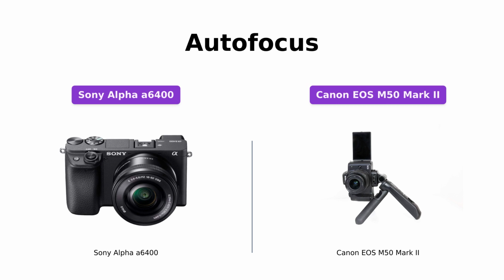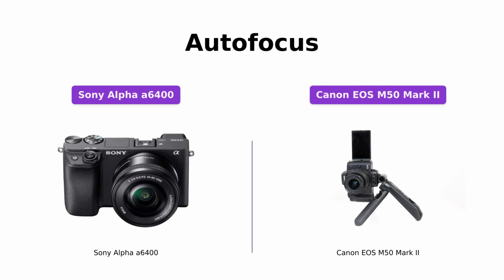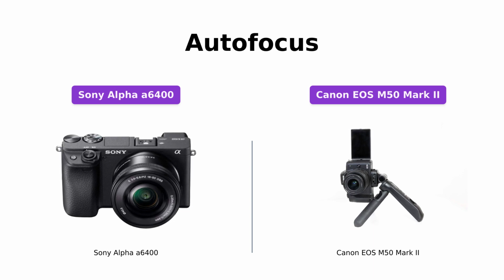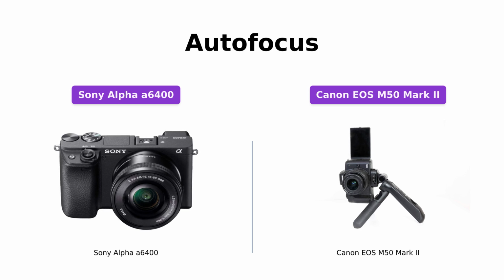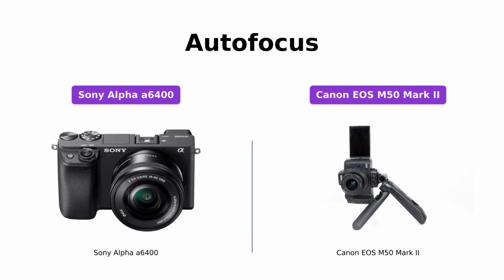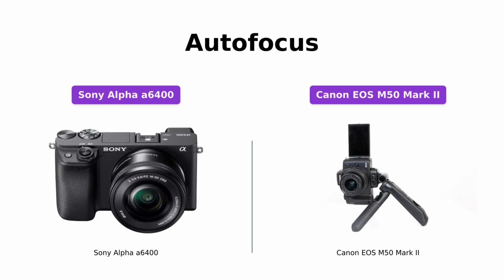In terms of autofocus, both cameras have impressive capabilities. The Sony Alpha a6400 offers wide 425 phase-detection and contrast detection points over 84% of the sensor, ensuring quick and accurate focusing. On the other hand, the Canon EOS M50 Mark II features improved Dual Pixel CMOS AF and eye detection AF, making it a reliable choice for capturing subjects with precision.